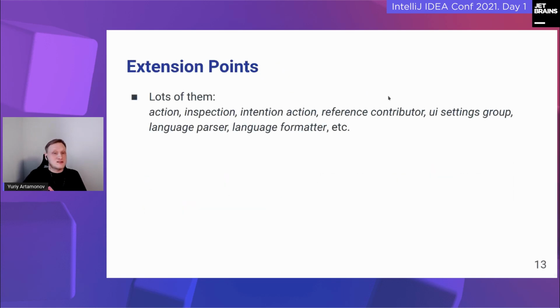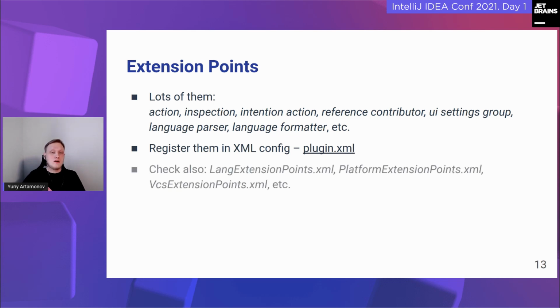So let's talk about extension points. Previously, I've shown you that there is a special section in plugin XML, and there you can declare your extension points, such as actions, inspections, intention actions, reference contributors, and so on. We register them in this file, and you can find more extension points inside IntelliJ IDEA files. They are available in your project.